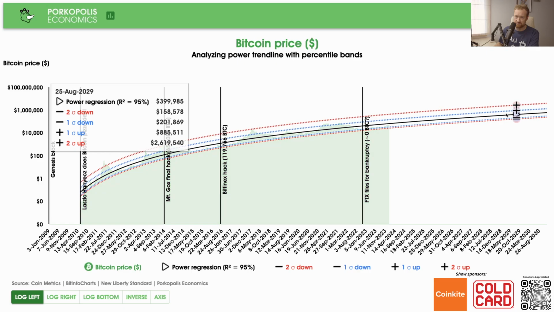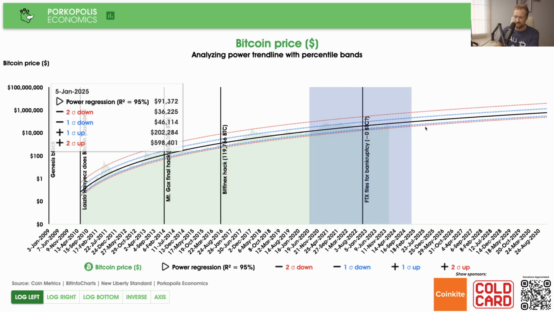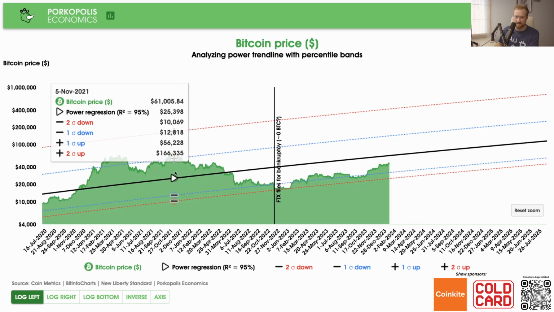So we've talked about this many times. Here's the power trend line. 95% R squared. And let's just zoom into the last couple of years. Okay, so we see that we're just starting to get into the red zone, or between the blue zone and the red zone. Remember, anything inside of the blue bands is a one standard deviation event, meaning it's pretty standard.